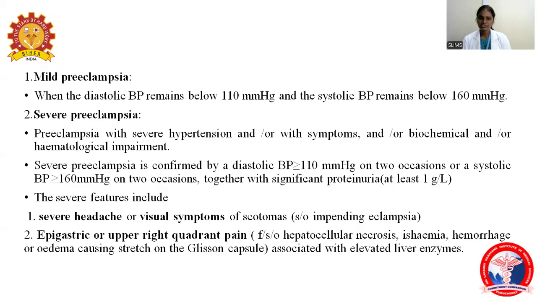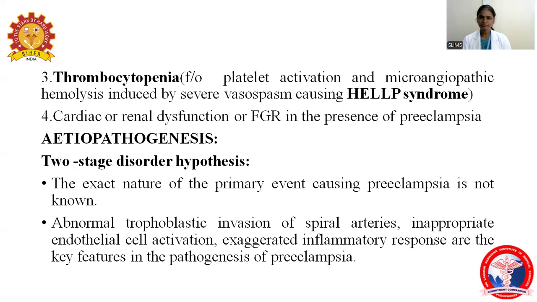The other severe features include severe headache or visual disturbances or scotomas, suggestive of impending eclampsia; epigastric or upper right quadrant pain, features suggestive of hepatocellular necrosis, ischemia, hemorrhage or edema causing stretching of the Glisson's capsule, associated with elevated liver enzymes; thrombocytopenia, features of platelet activation and microangiopathic hemolysis induced by severe vasospasm causing HELLP syndrome; cardiac or renal dysfunction; or FGR, fetal growth restriction, in the presence of preeclampsia.